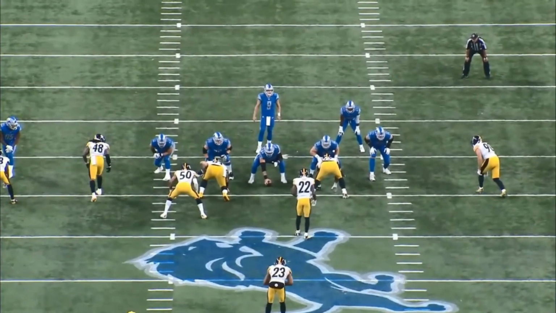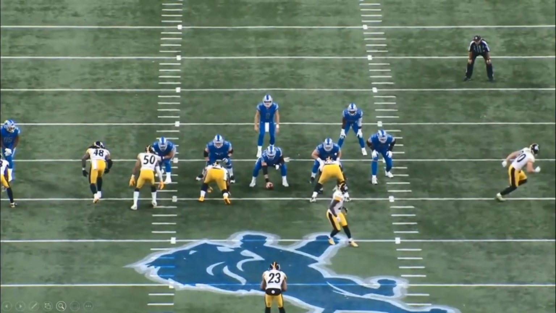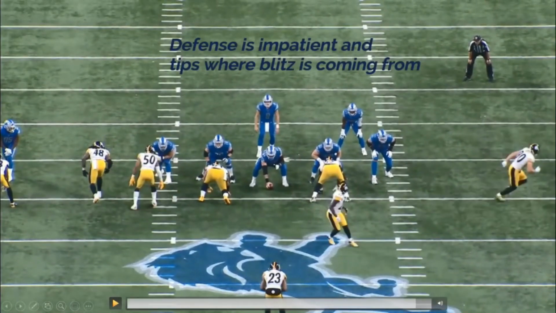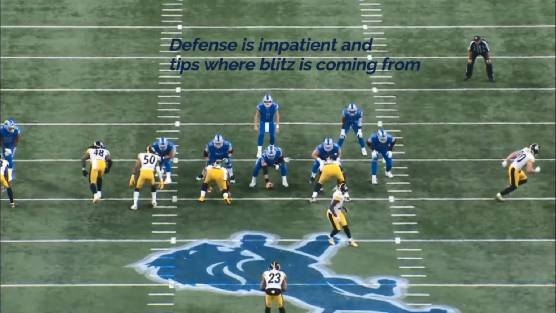Hey, Coach Walk. Yes, sir. So we do a lot of scan reads with our protection. What schematically gets you into the search? Why do you want to do that?